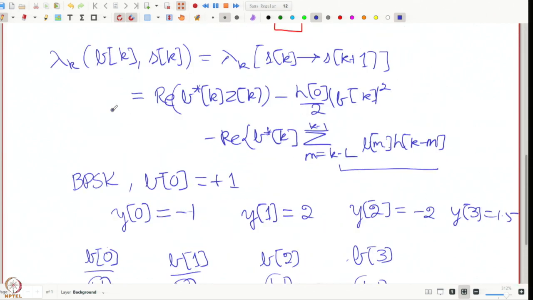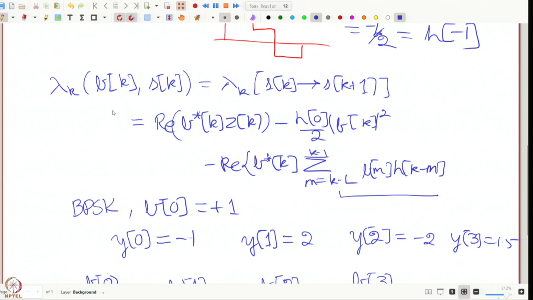Now, let us look at this expression for the application here. In the initial computation, we are going to simplify this because there are some observations which we are going to make. Mod bk square is always 1 for BPSK. In fact, for any QAM, it does not matter.